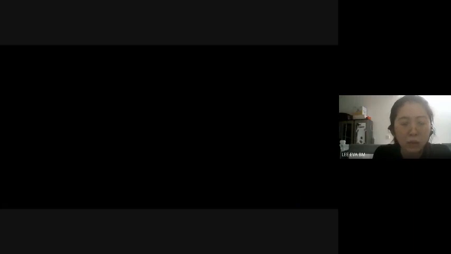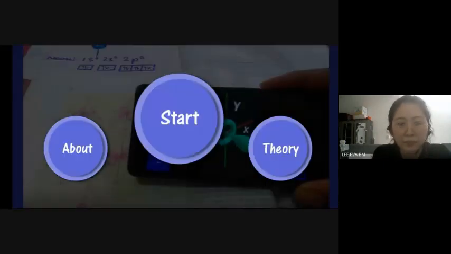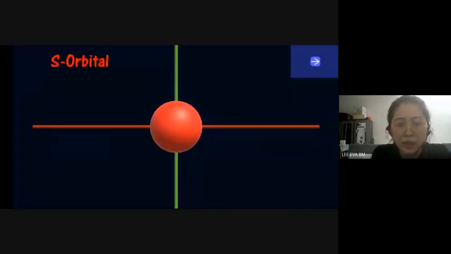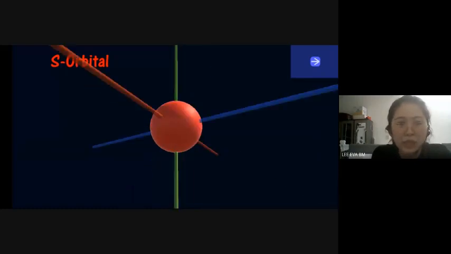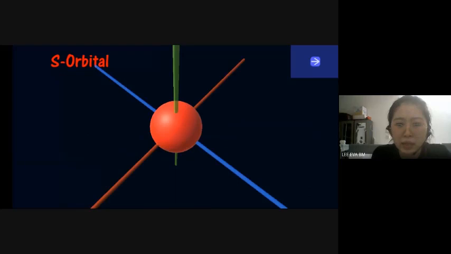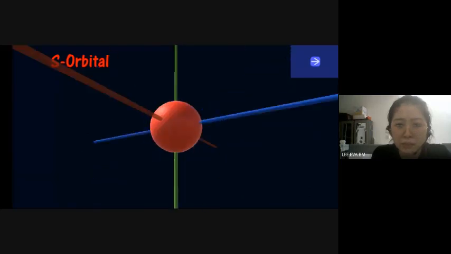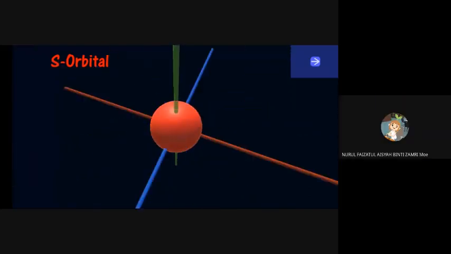You actually can download these apps to help you to visualize. Sebab madam faham, nak awak lukis atas kertas pun susah sikit. So now you can see my screen. This is the sharing. It's not from our college one, maybe international one. So you can see this is the s orbital, and then you can slightly turn around. Can you see my screen moving? Yes, madam.